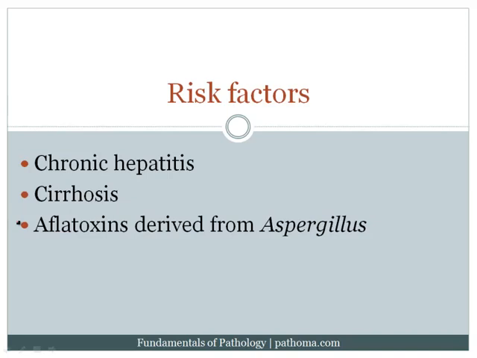Finally, one super high-yield risk factor is aflatoxins derived from aspergillus. Recall from our lecture in the neoplasia chapter that I told you that in some countries of the world there is a very high incidence of hepatocellular carcinoma due to this mechanism.